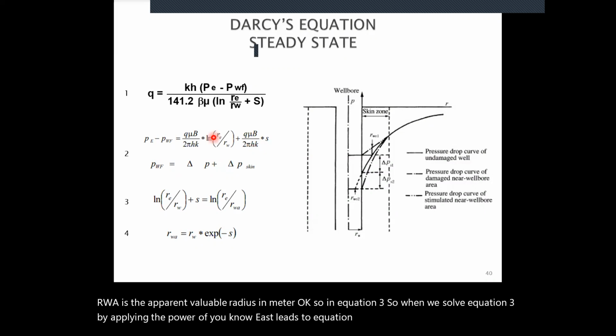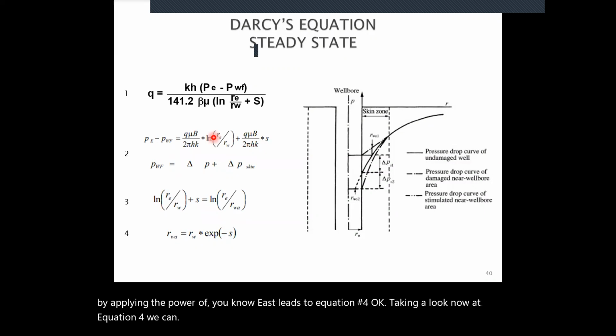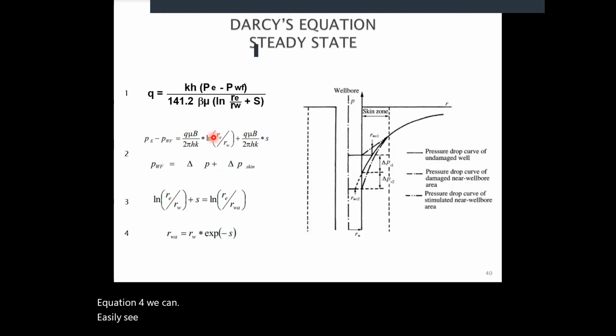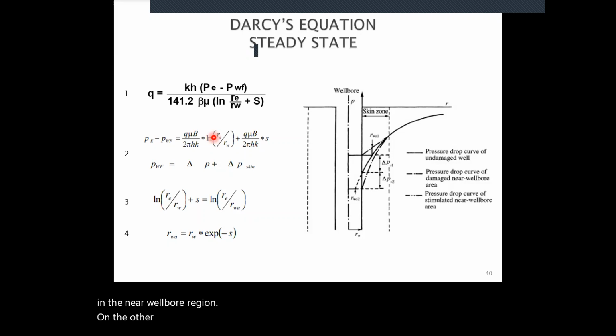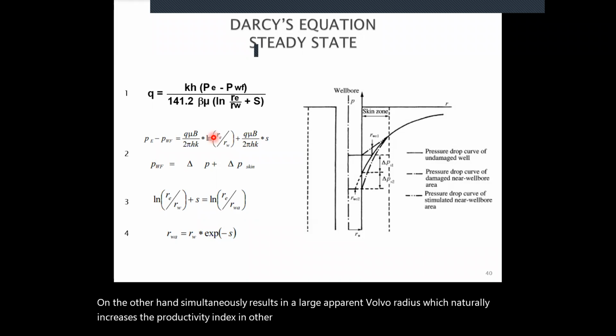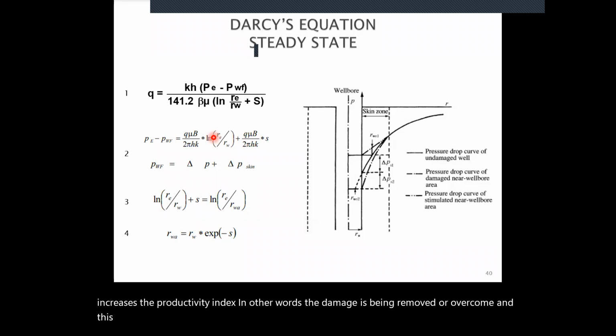Taking a look now at equation 4, we can easily see that a low or even negative skin factor, on one hand, reduces the pressure drawdown in the near wellbore region. On the other hand, it simultaneously results in a large apparent wellbore radius, which naturally increases the productivity index. In other words, the damage is being removed or overcome, and this is generally achieved by stimulation.